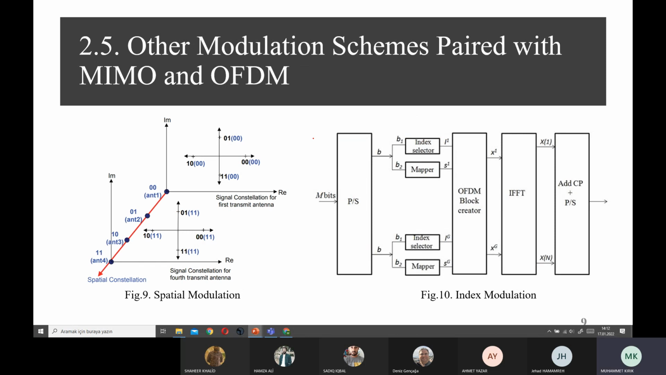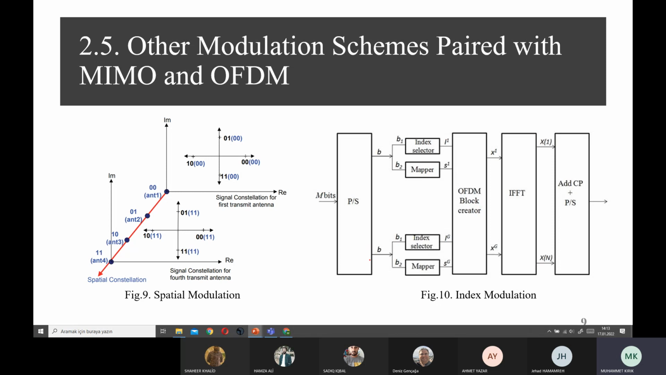So there are other techniques as well paired with the MIMO and the OFDM. So these are some of them: the spatial modulation, index modulation. So in the MIMO and the OFDM systems, we are in general using two different dimensions, the time and the frequency. But in these paired systems, we are adding also another dimension. And this third dimension allows us to transmit more data bits and use the spectra efficiently when we compare it with the conventional systems.